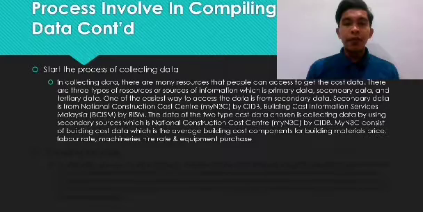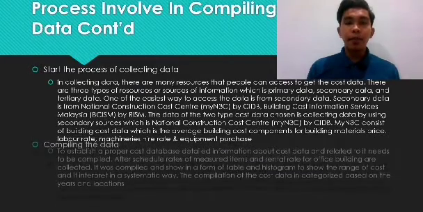The data of the two types of cost data chosen is collected from secondary sources, which is the National Construction Cost Center by CIDB. MyN3C consists of building cost data, which is the average building cost components for building material price, labor rates, machinery hire rates, and equipment purchase.